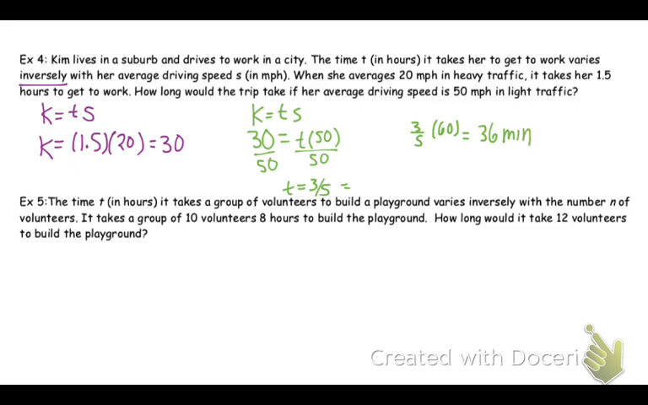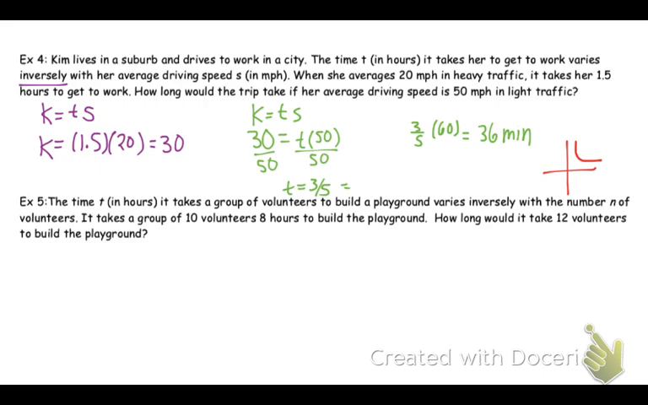All right, again, with inverse variation, just remember, what's nice about these, if you think about these as a graph, the graph looks something like this. As my x is getting bigger, my y is getting smaller. So look at this case. If her speed was 20 miles per hour, it would take her 1.5 hours to get to work.